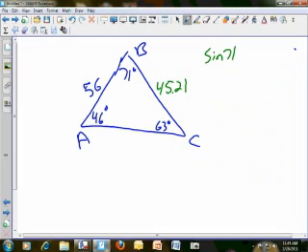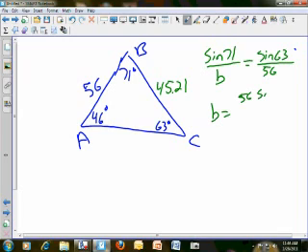Sine of 71 degrees over B equals, now, do I want to use A or do I want to use C? Why? It's not rounded. This side's rounded, we don't want to use that one. So we're going to use C again. Sine of 63 over 56. Well, after a while, you understand it's this times this divided by this. So B is 56 sine of 71 over sine of 63.